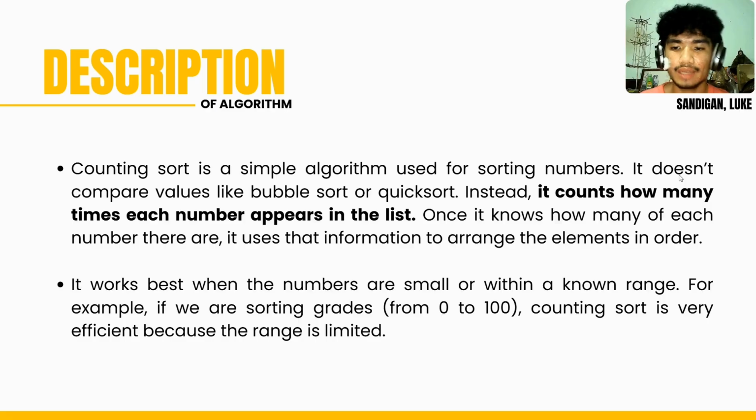This basically means that counting sort is a non-comparison based sorting algorithm. It doesn't sort elements by comparing them directly, like bubble sort as mentioned. Instead, it works by counting how many times each value appears in the input list. Also, counting sort works best when the numbers are small or within a known range. For example, if we are sorting grades from 0 to 100, counting sort is very efficient because the range is limited.